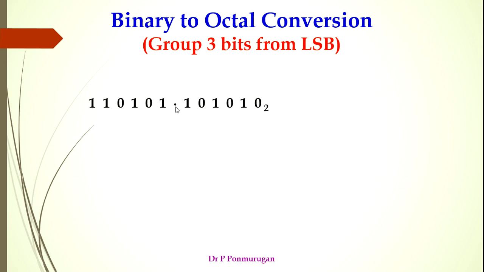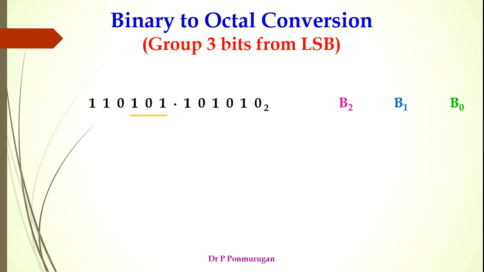Starting from the decimal point, first group 3 bits towards the left from the decimal point. So here it is, and take this number, it has 3 digits. Each of the 3 bits has a positional value.